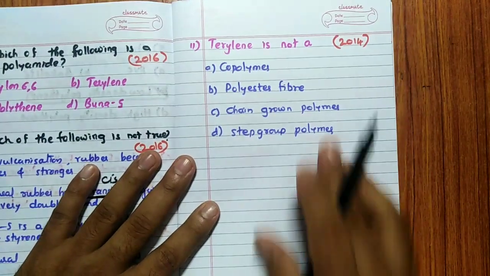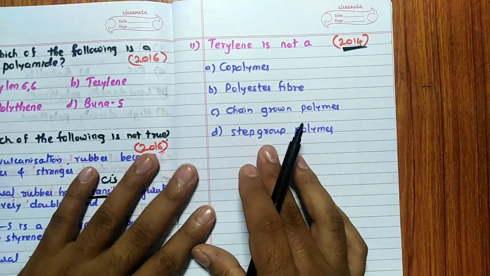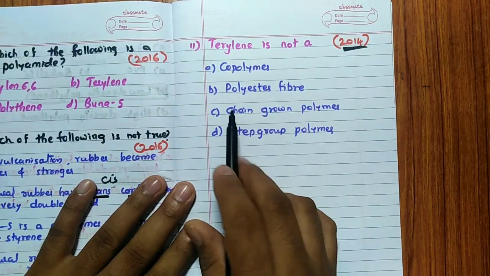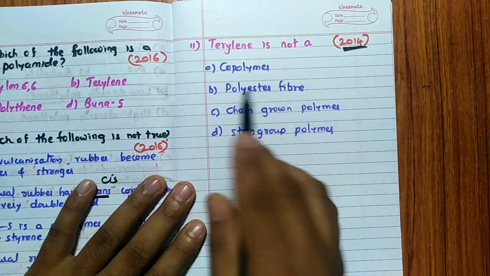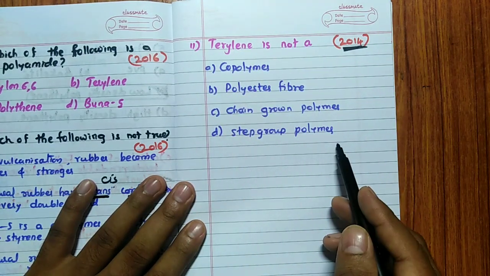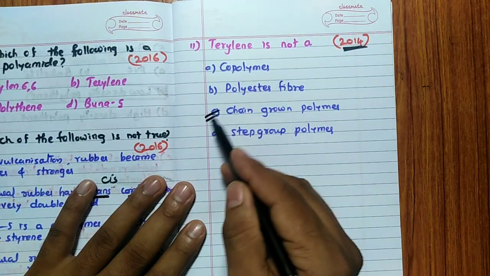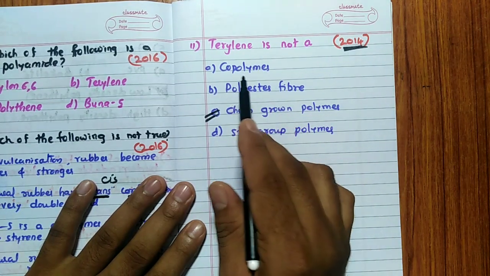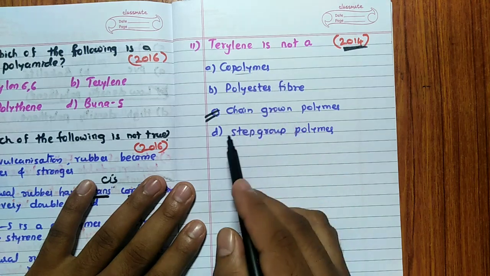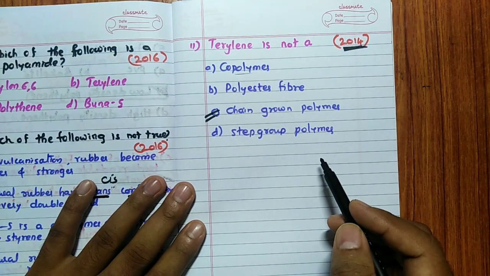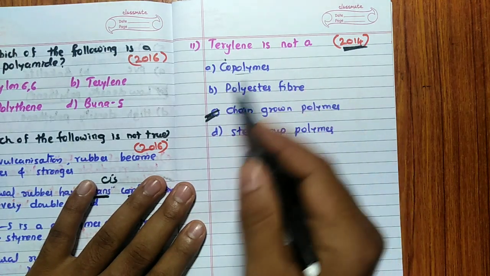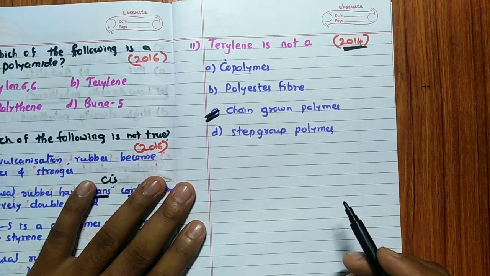Then the last question, 2014 asked question. Terylene is not... The answer: copolymer is correct for Terylene. Polyester is also correct. Step growth polymer is also correct. Chain polymer is not correct, because it comes under copolymer, correct? Copolymers are generally step growth polymers. So remember, chain polymer is the answer, the 11th one. Terylene is not a chain growth polymer.